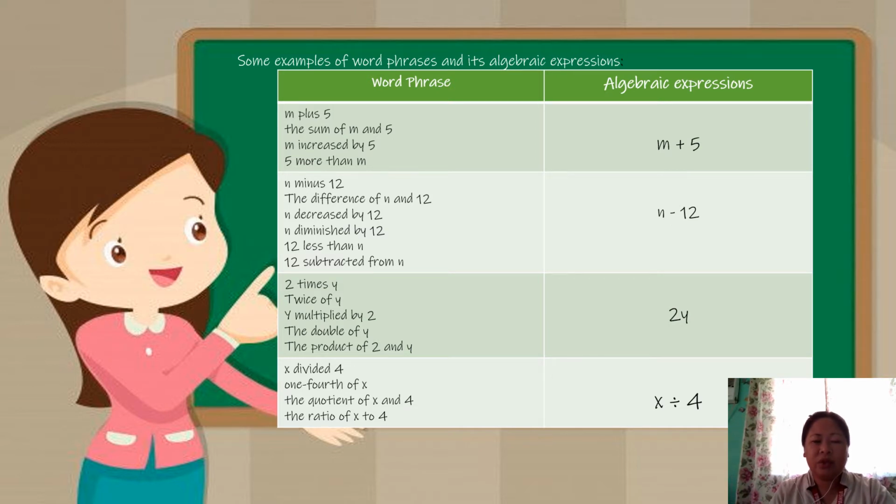Third one: 2 times y, twice of y, y multiplied by 2, the double of y, the product of 2 and y. The algebraic expression is 2y. For the fourth one: x divided by 4, 1/4 of x, the quotient of x and 4, the ratio of x and 4. The algebraic expression is x divided by 4.